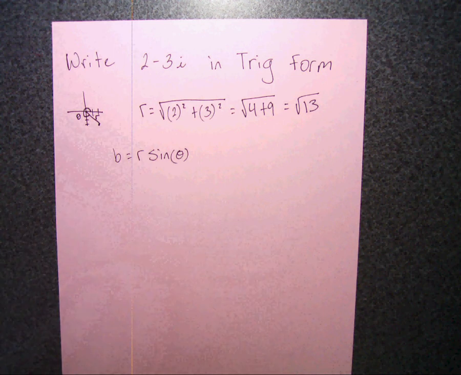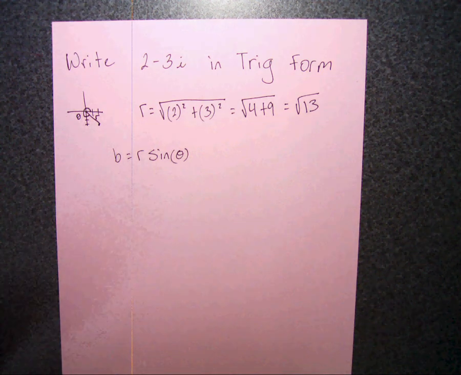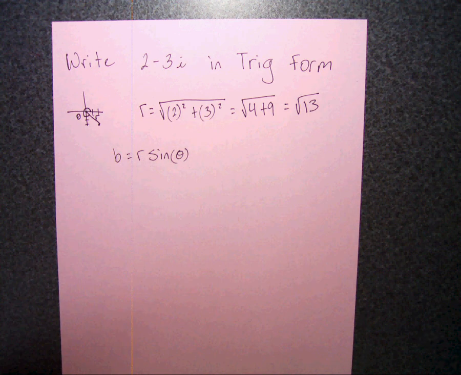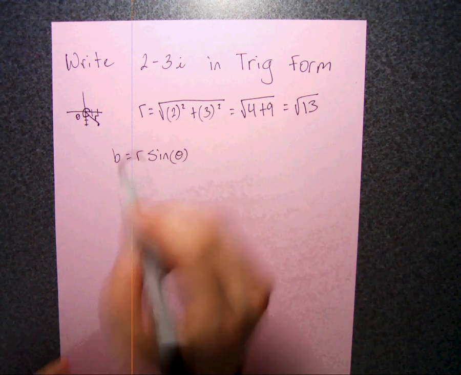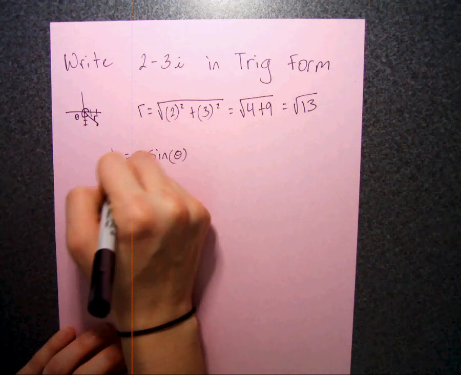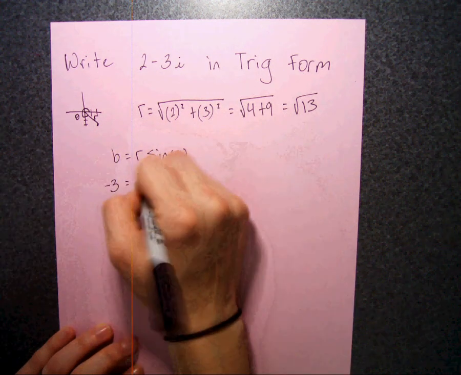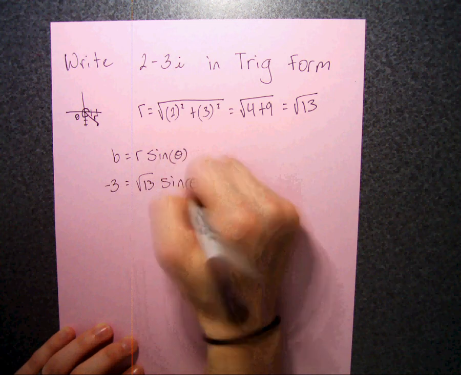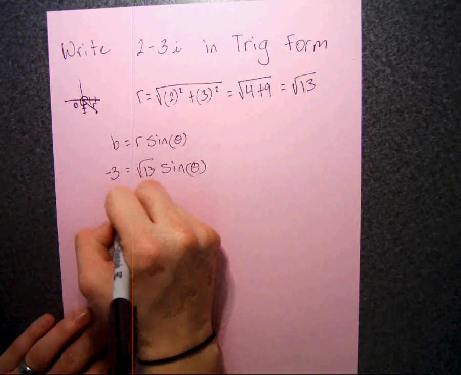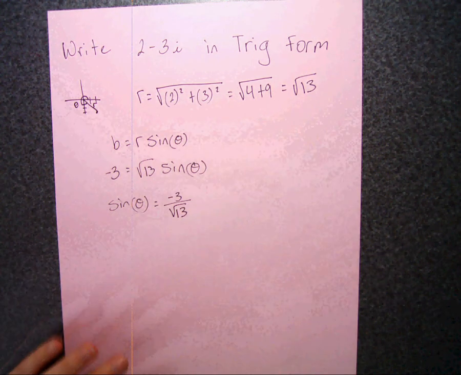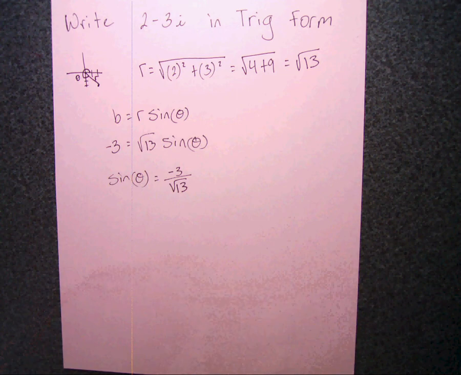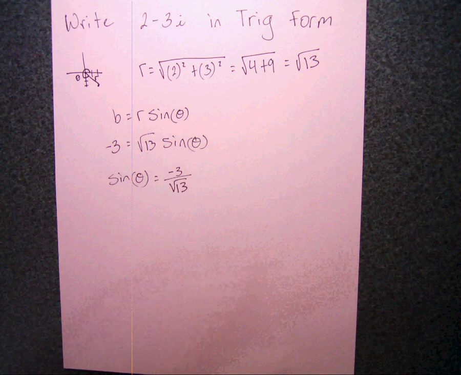And we just found r to be the square root of 13. So putting this in, B is negative 3, r is the square root of 13, and sine of theta. So I get sine of theta is equal to negative 3 over the square root of 13. Do I know this value off the unit circle? No, I don't. So how could I figure out what theta was? Inverse, right? So using my calculator, I'm going to have theta equals sine inverse of negative 3 over the square root of 13.